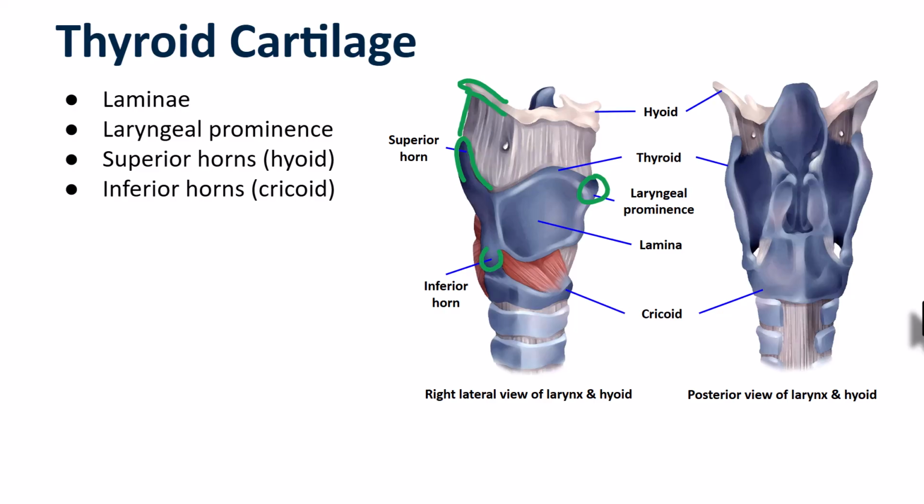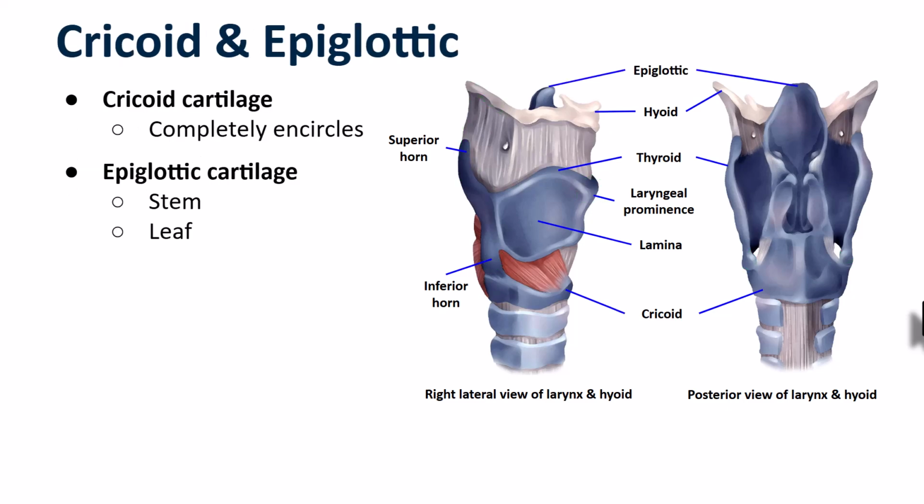That inferior horn forms an articulation with the cricoid cartilage. It's called the cricothyroid joint. We'll see how that functions in just a little bit. So the thyroid cartilage sits atop the cricoid cartilage and forms that cricothyroid joint. The cricoid cartilage is the thickest posteriorly, and it is the only laryngeal cartilage that completely encircles the airway. So 360 degrees. In fact, cricoid comes from krikios, which means a ring.